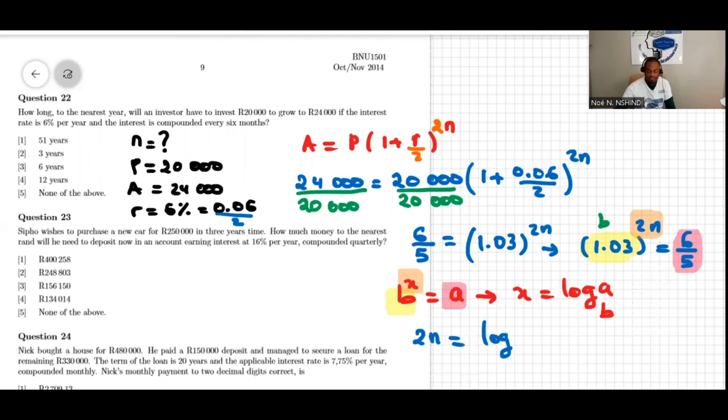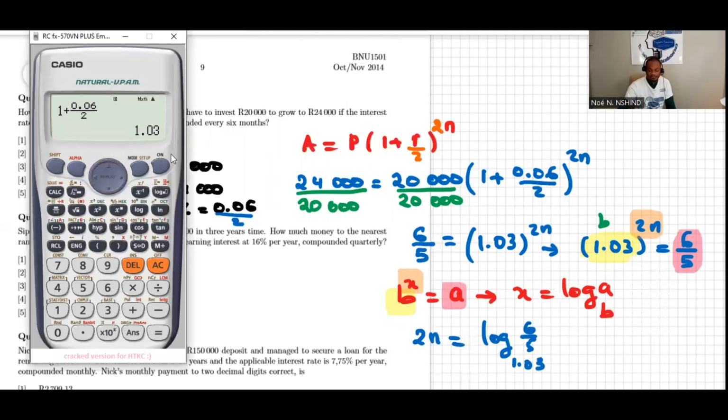A is 6/5, I mean 6/5, and then base 1.03. So we can do that with logs in the calculator here. Log is over here. If you press this log, you don't have the base, but if you press that one, it also lets us put in the base. Log of 6/5, and then the base is 1.03. When we hit equal, it tells us it's 6.16.